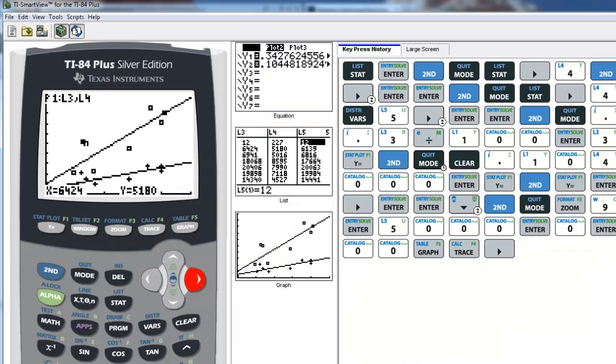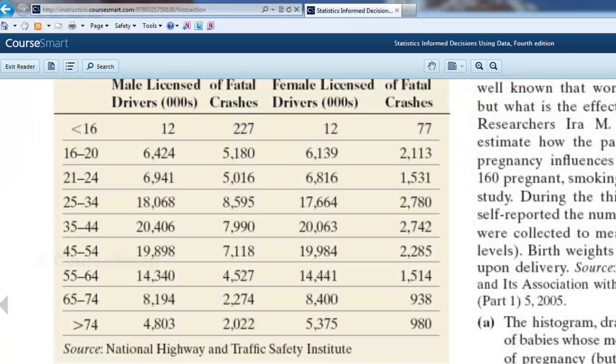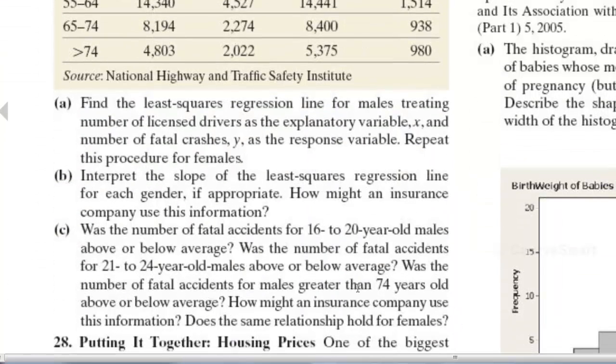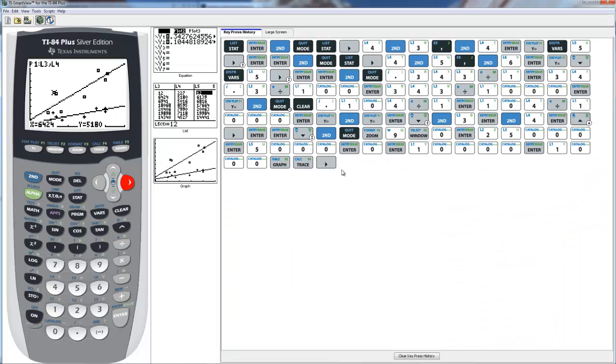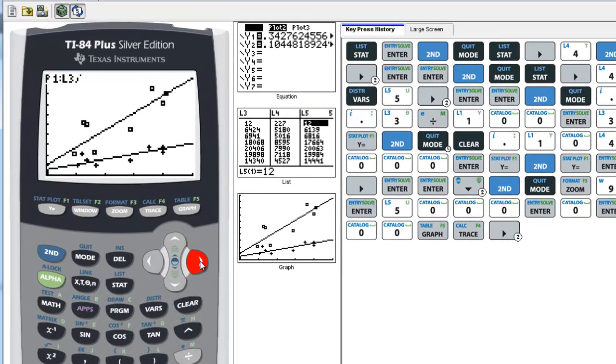So when I go back to the graphing calculator, I can see the cursor flashing right here, and that point is clearly above the related regression line, and so it would be above average. Going back to the question, it's asking, well, what about the number of fatal accidents for males 74 years or older? Was that above or below average? So for 74, the number of drivers was 4803, and the number of fatal crashes was 2022. So I want to try to find that data value in the data set as well. And so I'm just keeping an eye on the bottom of the screen right here, and I'm looking at these values as they go by.